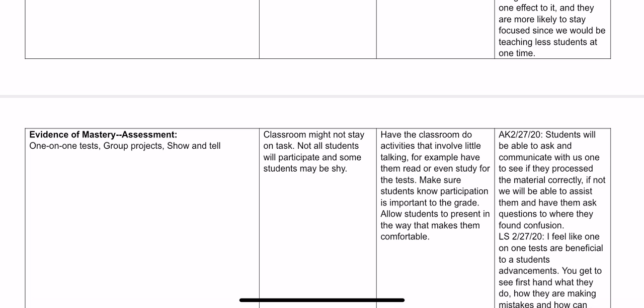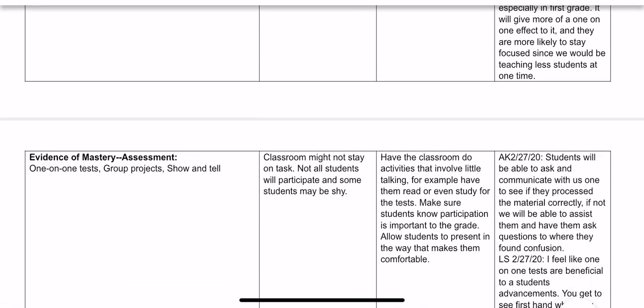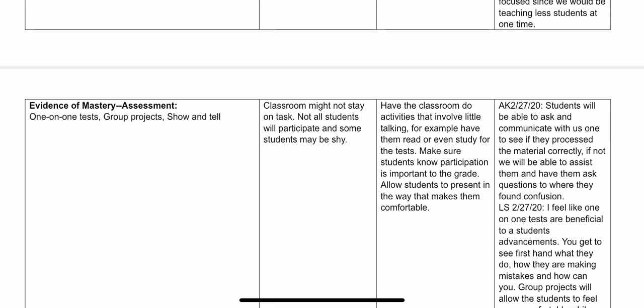Another one is show and tell. They could bring a certain object they purchased recently, how much it cost, and what kind of money they used. Did they use only bills? Did they use only coins? And they can explain to the class.